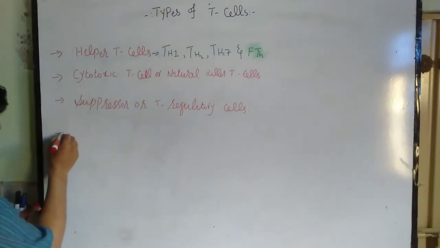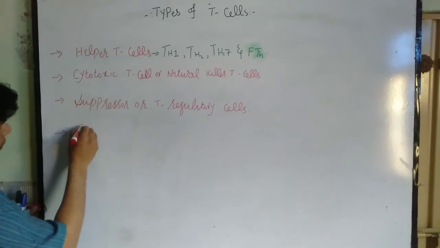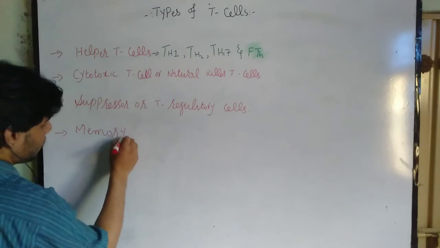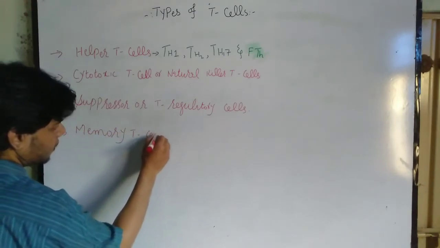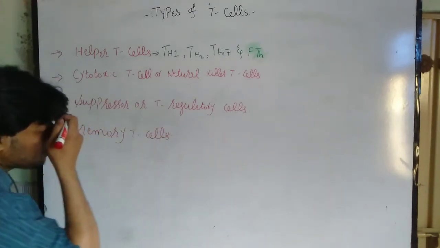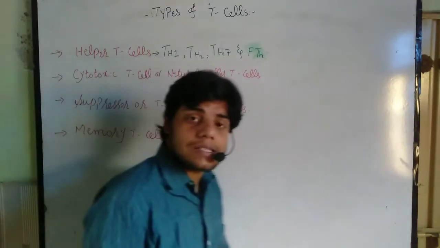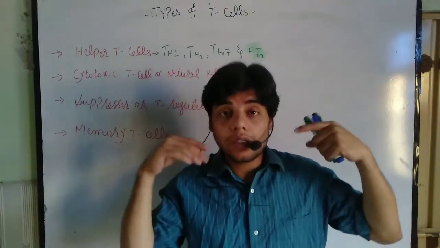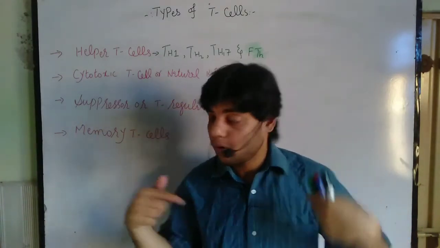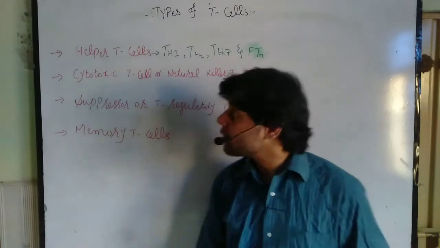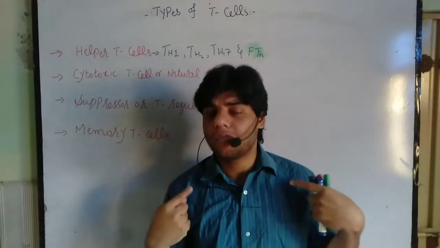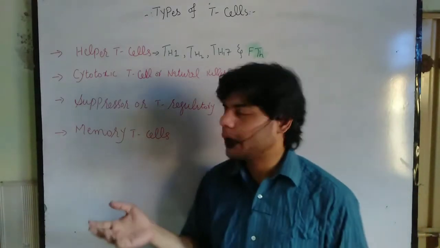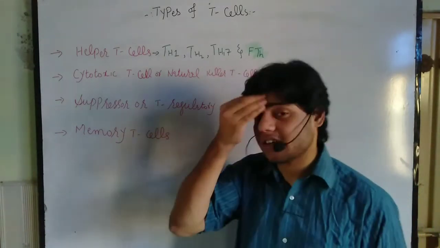Then next we have memory T cells. Okay, now what are the memory T cells? As the name indicates, memory means the information stored. First of all, let's suppose any kind of infection or microbial pathogen comes inside our body, then it will cause infection.